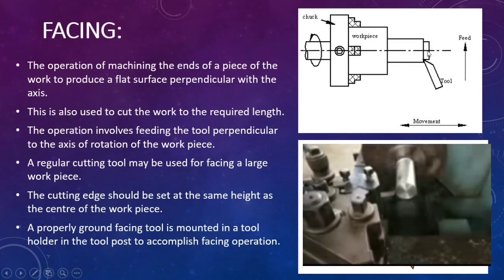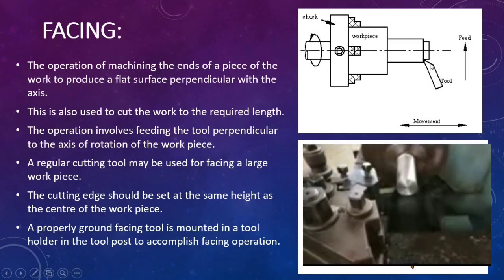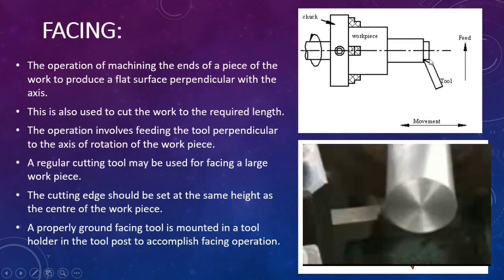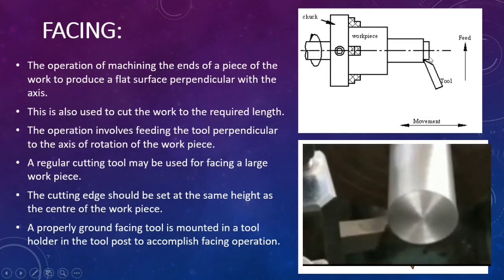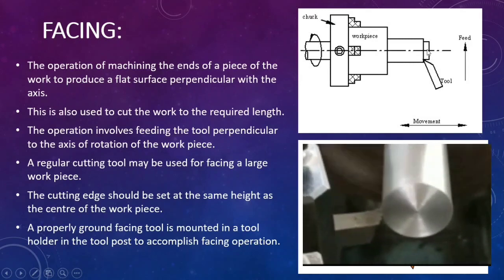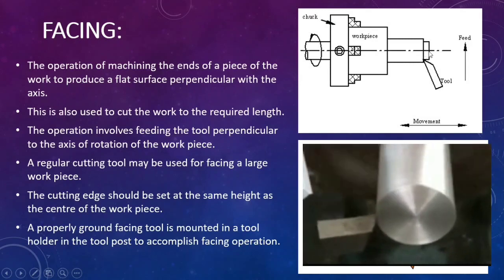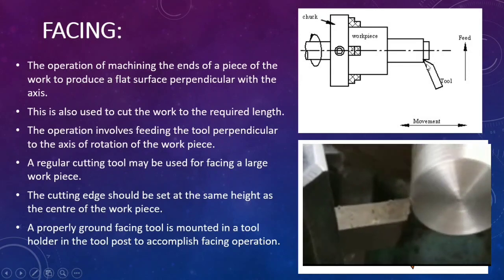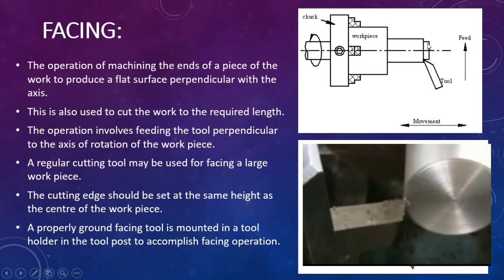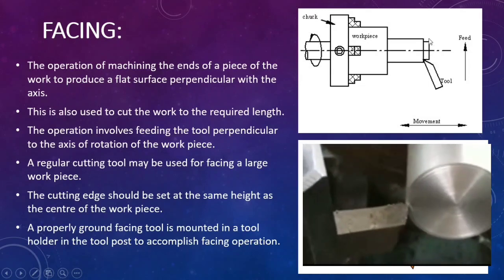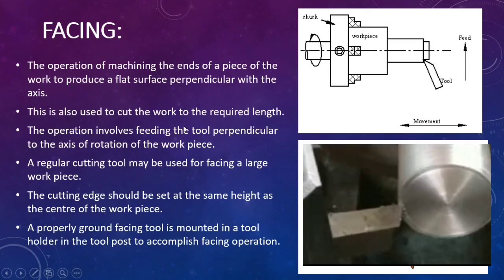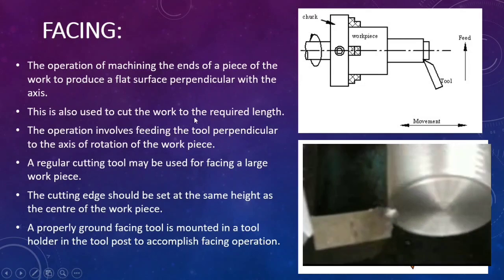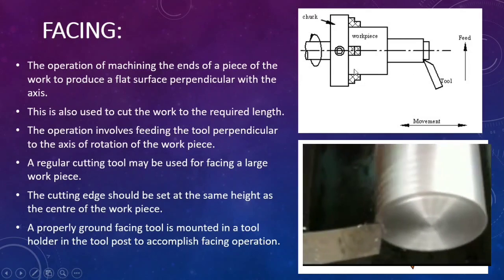That type of movement results in cutting the workpiece at the end and creating flat surfaces. If any irregular surfaces are present in this area, they can be removed and made flat. So this is the feed, and this is called facing. This is also used to cut the workpiece to the required length. If you want to reduce the length of the workpiece, you can do this facing operation. The operation involves feeding the tool perpendicular to the axis of rotation.